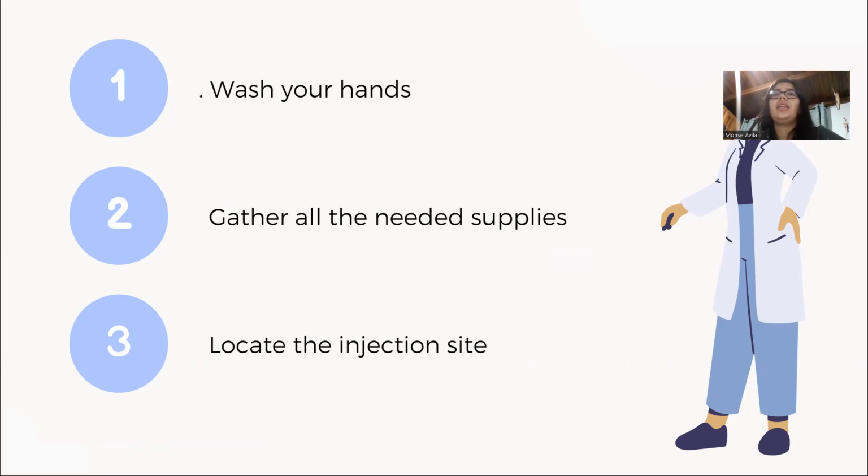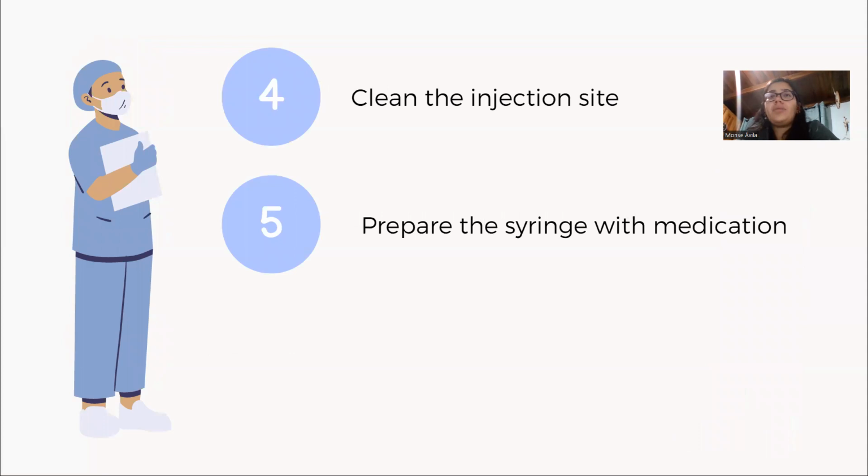Later, we gather all the needed supplies. It has to be the alcohol pads, the needle, the gauze, the bandage, and all the things that you're going to need. Later, we have to locate the injection site to isolate the muscle and the target where we're going to place the injection, and spread the skin at the injection site between two fingers. Okay, later we have to clean the injection site with an alcohol swab and allow it to dry. Later we have to prepare the syringe with the medication.